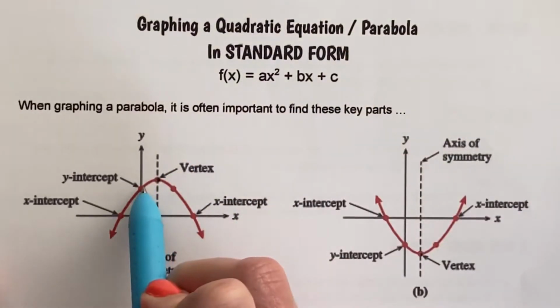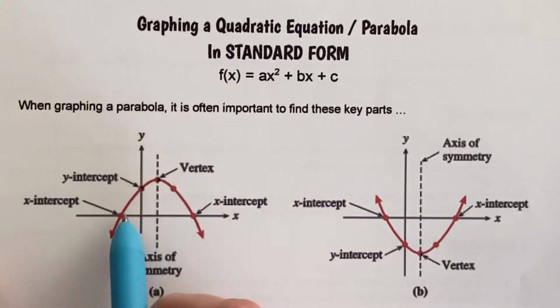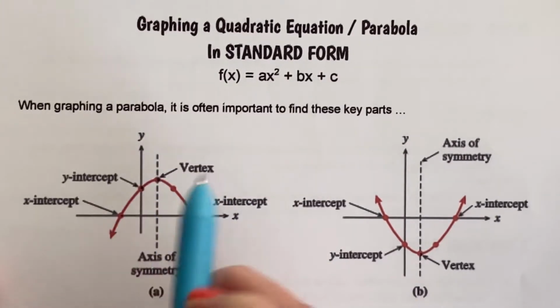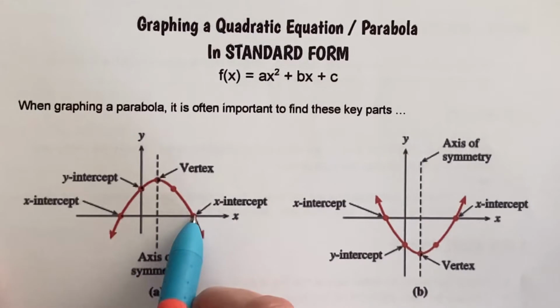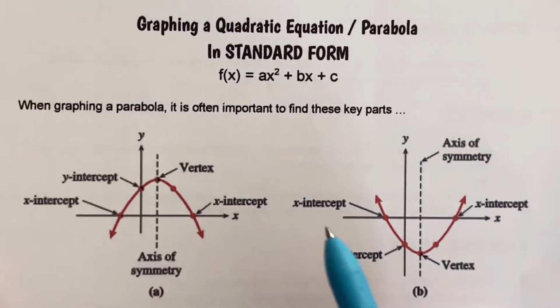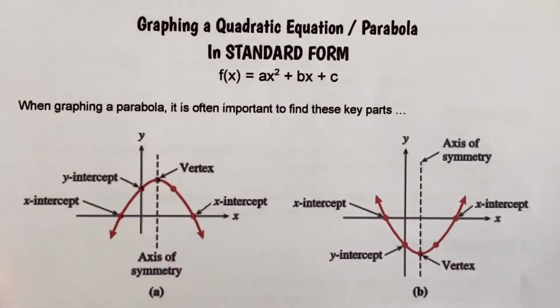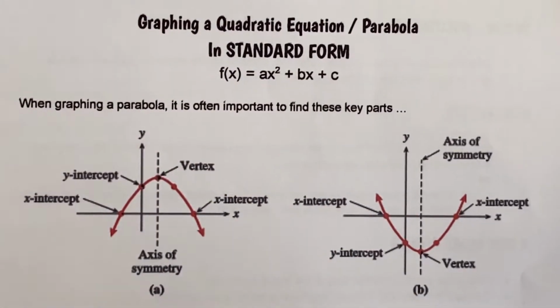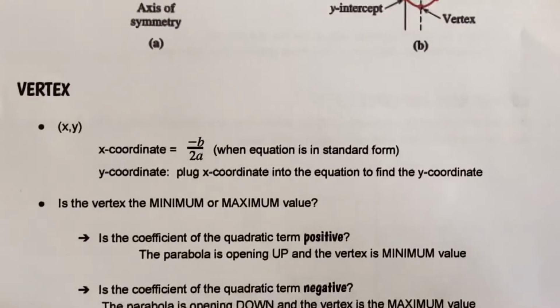A lot of times we want to know where the parabola crosses the x-axis, and we want to know the y-intercept. And we want to know the x-intercepts, where it crosses the x-axis, also called the zeros, also called the roots. So these are the points that we want to know how to find. Let's talk quickly about how to find them.